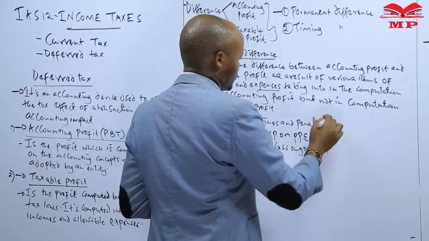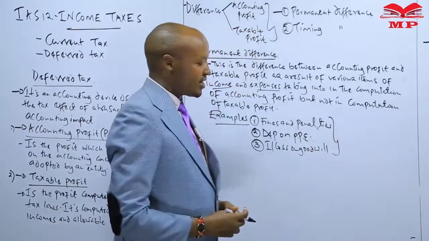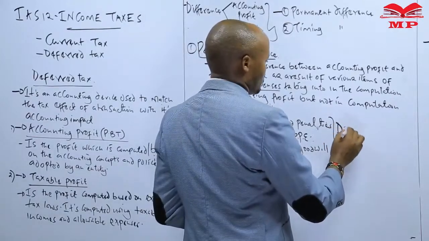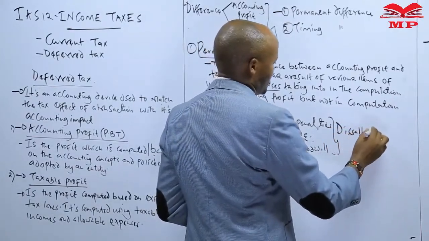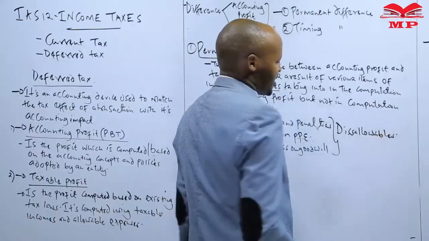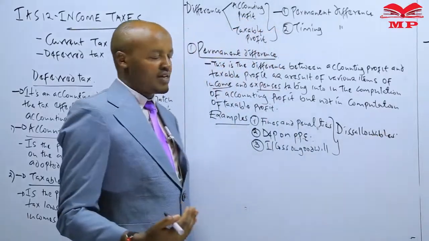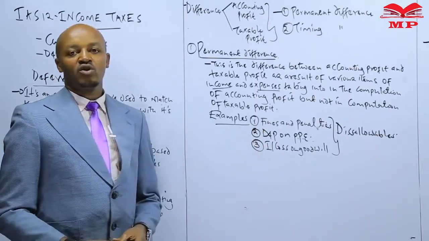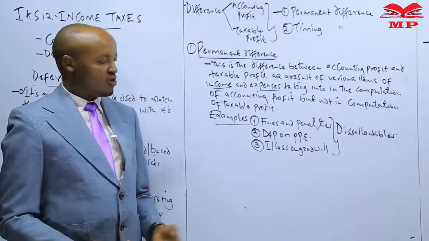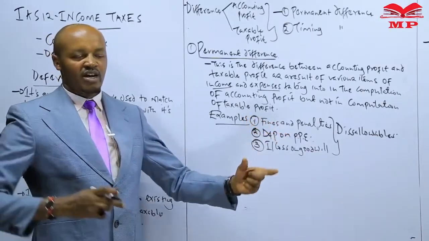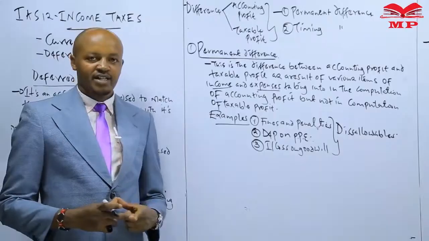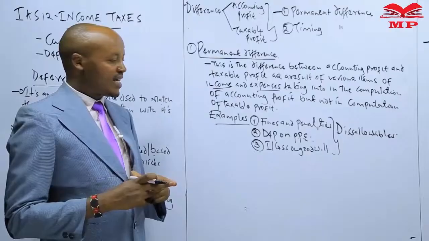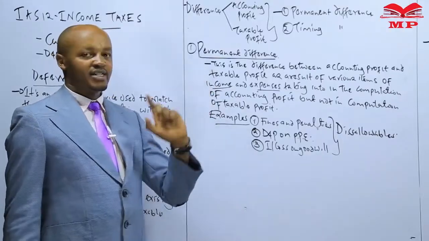Now, what we know from taxation is that all these particular expenses here are disallowable expenses. But what we also know is that when preparing the income statement of a company, we take into account all these items of expenses in the computation of the accounting profit. Therefore, the accounting profit and the taxable profit will be different. Basically, that difference we refer to as a permanent difference.